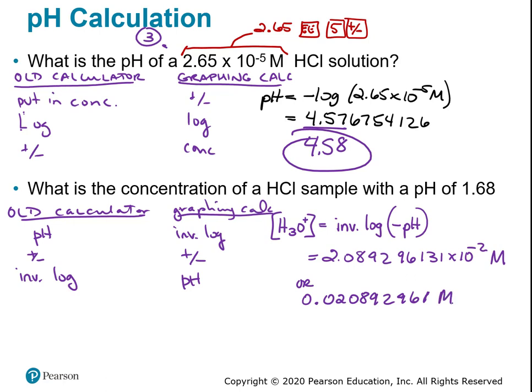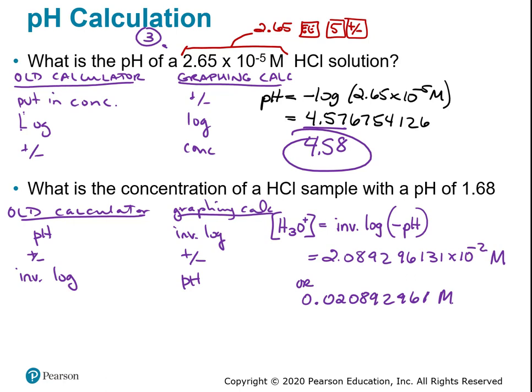And you got one of these. If it came out in scientific notation, your number would be 2.0892696131 times 10 to the minus 2. If it was in normal expanded form, then it might look like 0.020892961. So you should have one of those. And you can actually flip. If you hit second and flow or second and psi, you can actually flip from one to the other. Did everybody get that?